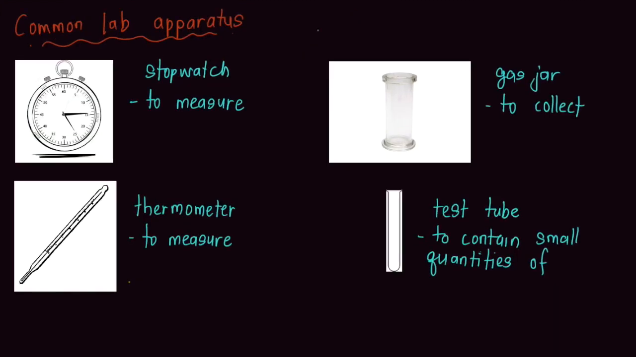Now, what are the common lab apparatus? These are the things that you will see in the laboratory, and you must know how to use them and what they're used for. So the first thing that we're going to look at is the stopwatch, and it's used to measure time. A thermometer is used to measure temperature. A gas jar, definitely to collect gas as the name suggests. A test tube to contain small quantities of chemicals.